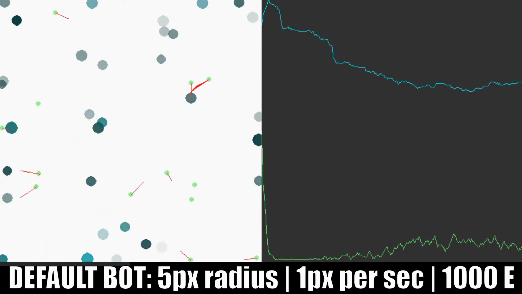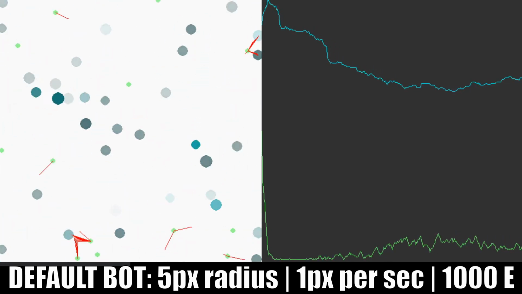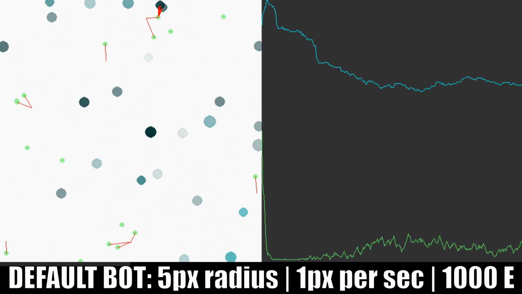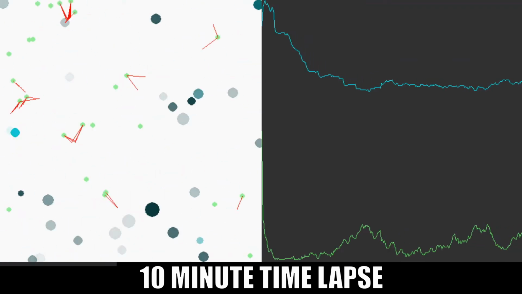Bots can also duplicate if their energy level goes over 5000. That duplicate may also have a random mutation. Here is what happens when you leave this on for some time.